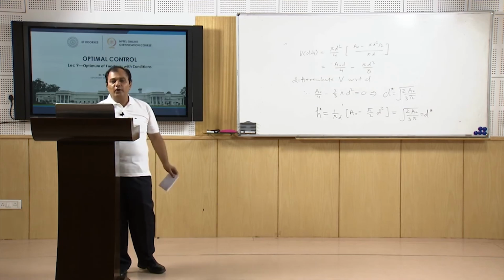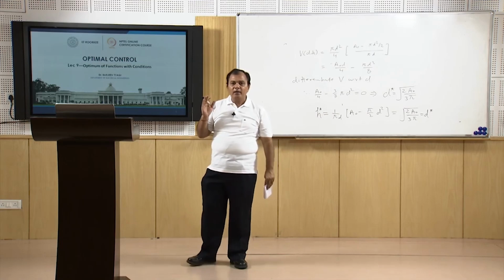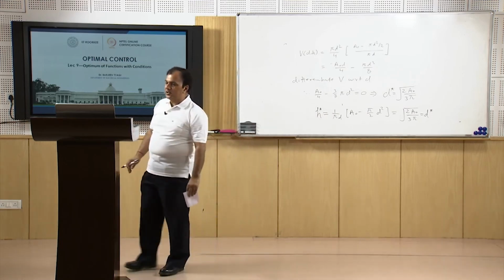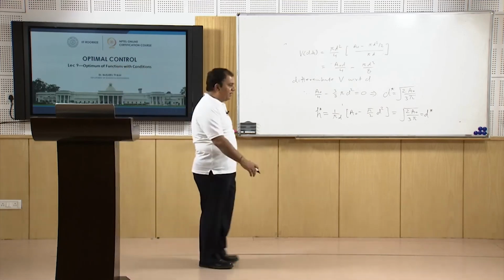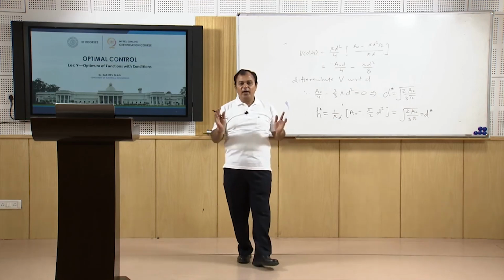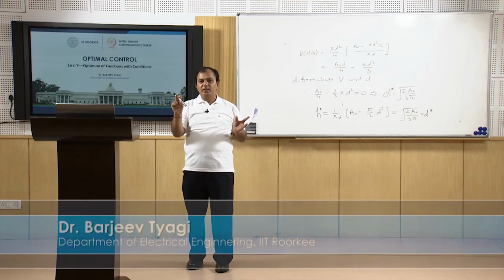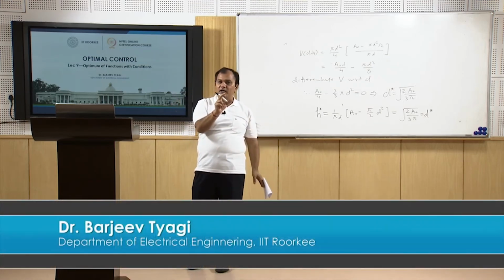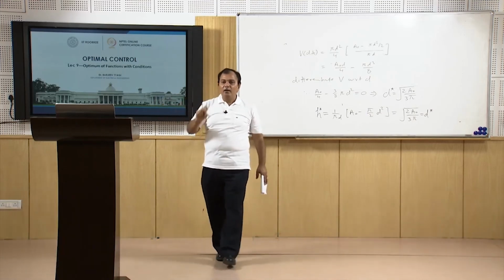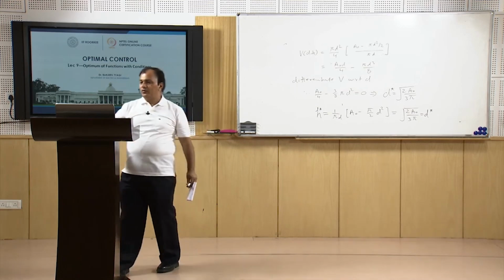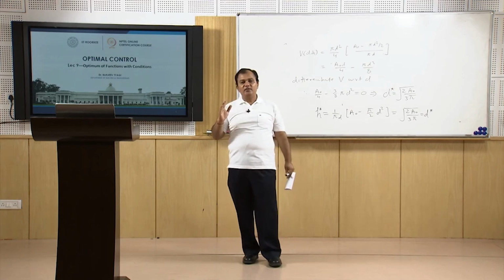So, this is one of the approaches to find out the optimum value of functions with conditions. My another approach is called the Lagrangian multiplier approach, in which we will define a Lagrangian which contains both my function and my condition, related by a variable lambda, which is called the Lagrangian multiplier. So, this approach we will discuss in the next class.